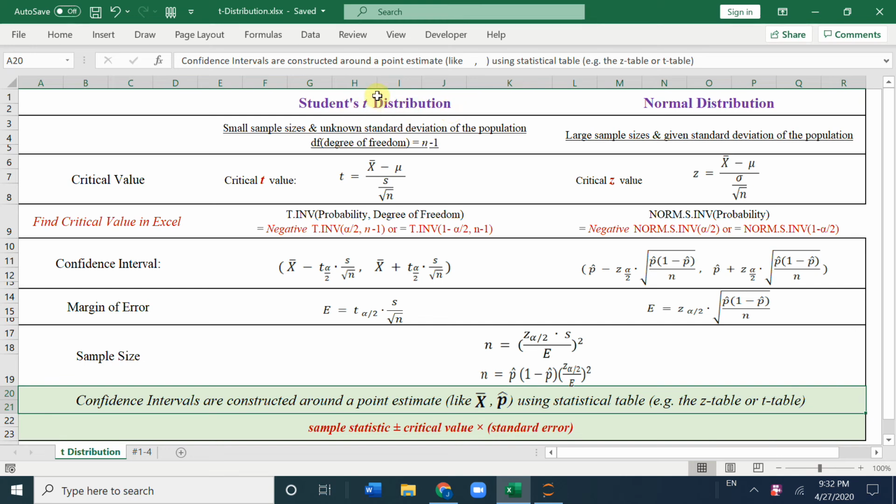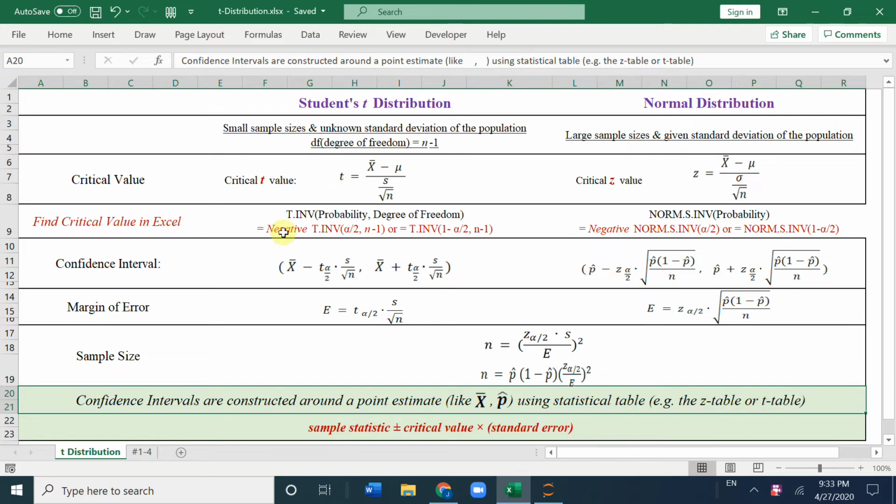Let's talk about the t-distribution. We learned that when we have a large sample size and we know the population standard deviation sigma, we can get the critical z-value to build the confidence interval for the p-hat sample proportion. However, when we have a small sample size and we don't know the population standard deviation, we use the t-distribution. So in the formula for the critical t-value, this S is the sample standard deviation. We can get the critical value based on the z-table and t-table.